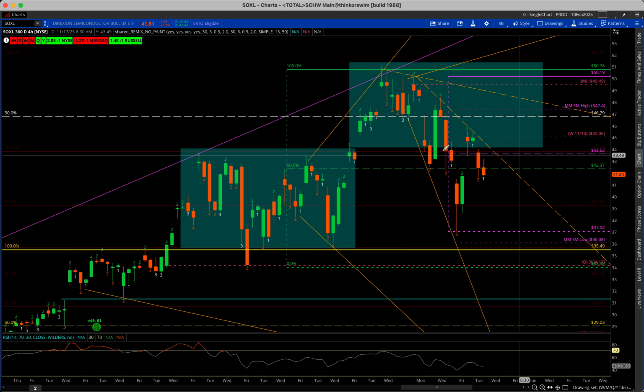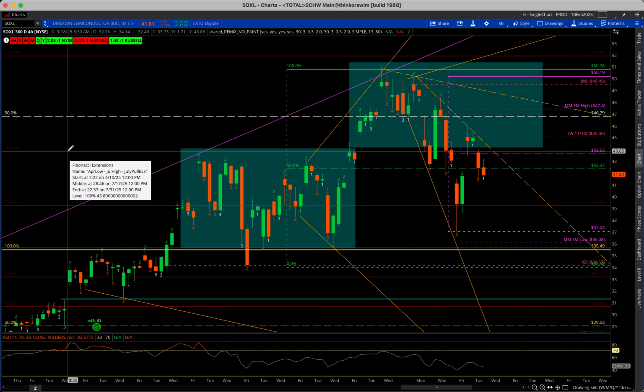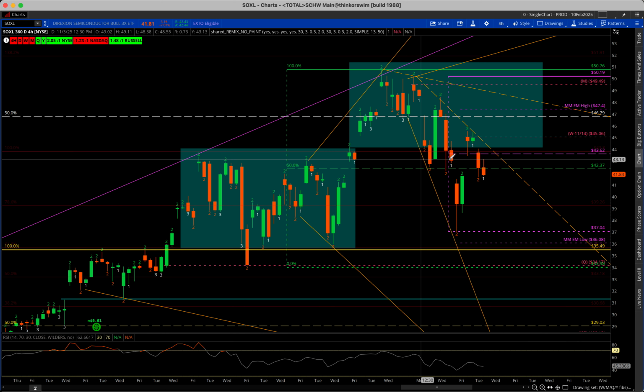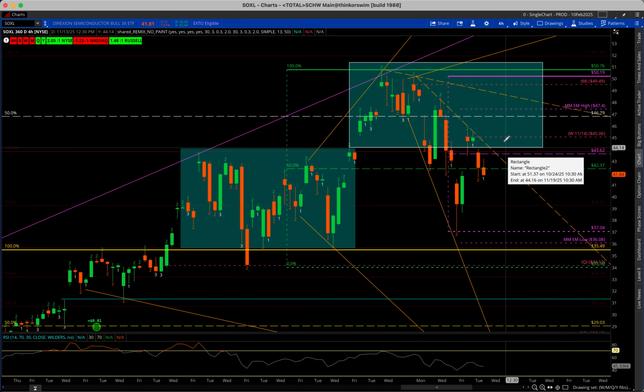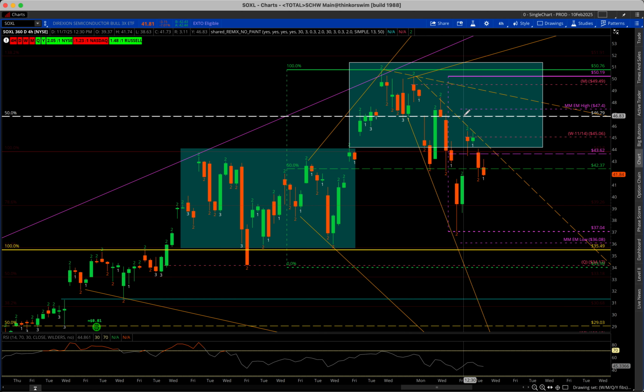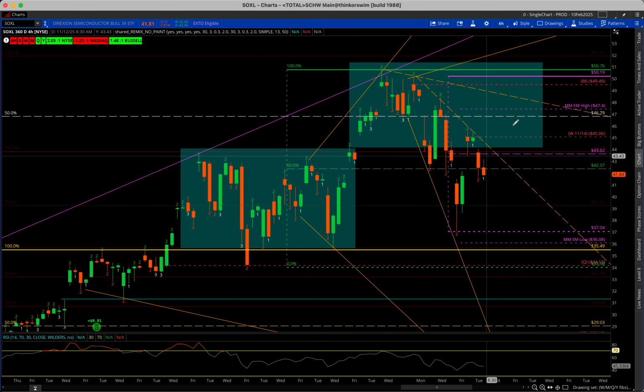The main thing is we got the 100% fib extension of the bull flag from April. We've got the 50% level of last month. We got the 50% level of last week. We're around the 50% level of last year, this white dash line. So are we going to find support here, right?